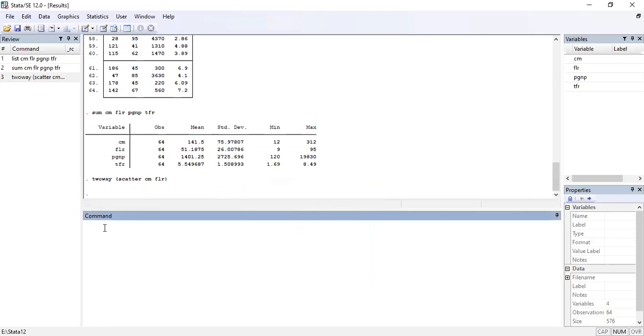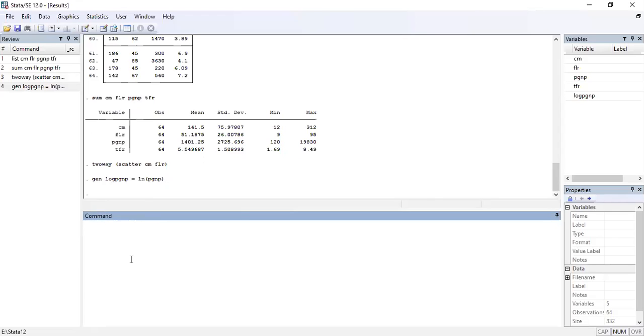What else can you do? If you want to generate new variables, can you generate? If you want to generate a log of PGNP, what is the command? Just to recall our memories, log within parentheses PGNP. That gives you a log variable. If you want to see, you can see.